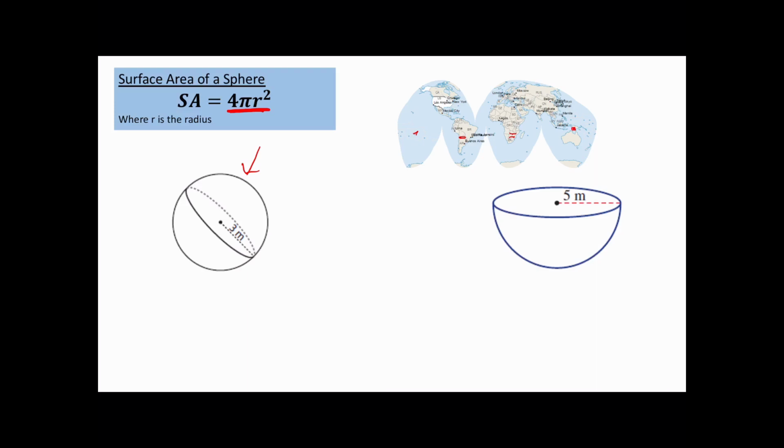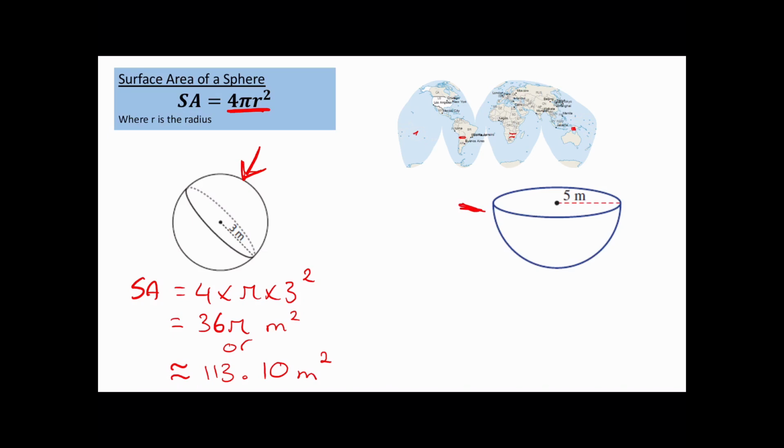So with this first example here, we know that our radius is 3. So when I put that radius value in, 3 squared would be 9 times 4 is 36 pi. Now that would be our exact answer, and our approximate answer would be 113.10, and I've got to remember my units, so meters squared.